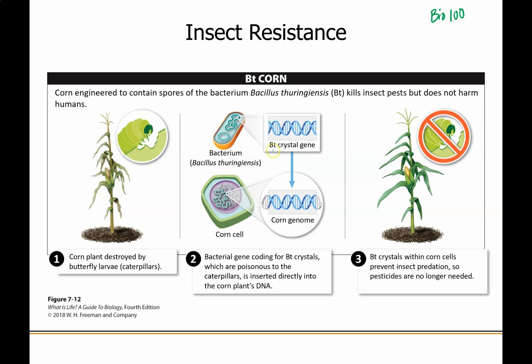So this Bt crystal gene is actually expressed in the corn cell so that when insects like caterpillars eat their leaf, they're killed. So this helps to prevent insect predation. The advantage of this is that pesticides are no longer needed, so we don't have to spray pesticides on the crop. Now we can use this Bt crystal gene because it doesn't harm humans. It doesn't have any effect on us, just on the pests that are infecting this plant.